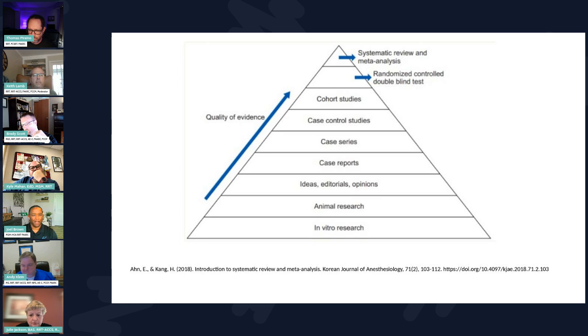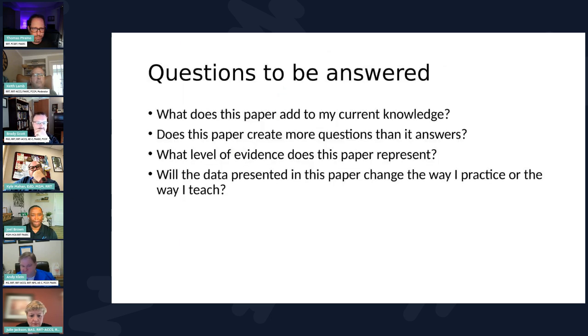You want to go to the next slide? I think this is where we can probably do it. Each of us can individually give our own approach to looking at a research paper. And these are the questions that I ask myself whenever I look at a paper.